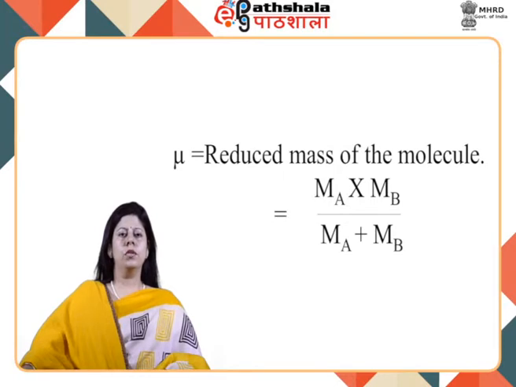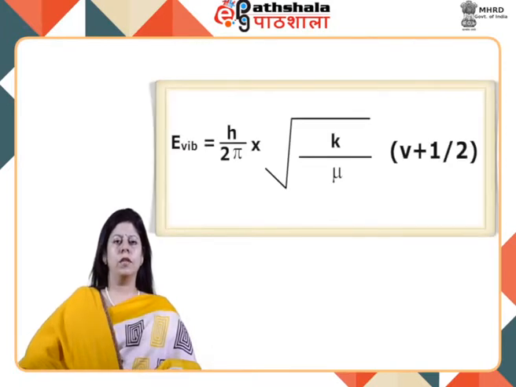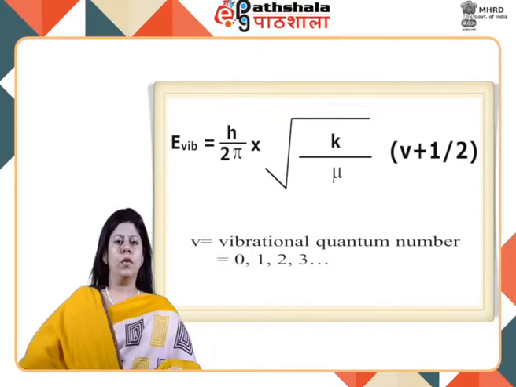Where mu is the reduced mass of the molecule, which is equal to the mass of atom A into mass of atom B divided by the sum of the masses of atom A and atom B. The vibrational energy of a diatomic vibrating molecule is given by E is equal to h upon 2 pi under root k by mu into V plus 1 by 2, where V is the vibrational quantum number whose value changes from 0, 1, 2, 3 and so on.